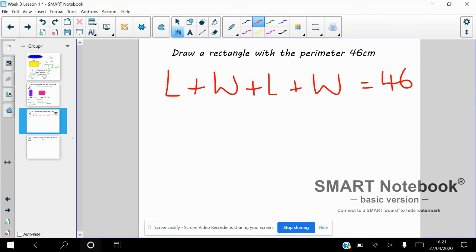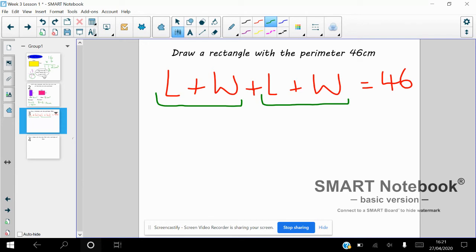Now you guys are working it out by doubling your length, doubling your width, and adding them all together. I've set it out this way because this makes it really clear to us how we can work out what the length and what the width is going to be. So I could see that if I take half of my perimeter, which gives me one length and one width, and the other half is the other length and the other width, I will be able to find out what the length and what the width is.